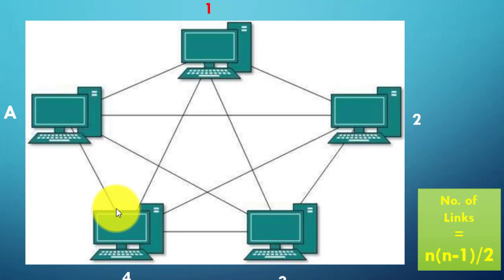Now suppose I want to find out how many cables, or to be very precise how many links, are required. All you have to do is use the formula n into n minus 1 by 2, where n is the number of nodes in this particular mesh topology. In this case there are 5 nodes, so by applying this formula I would require 10 links in this entire mesh topology.